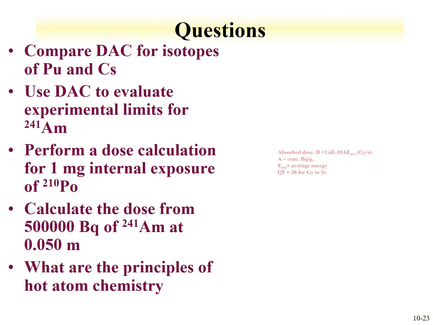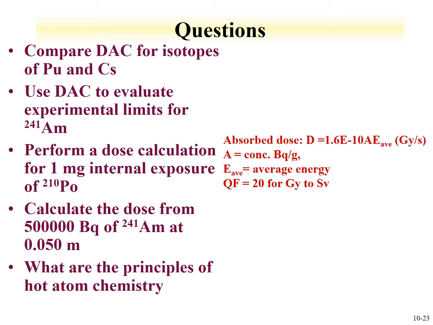One could also perform a dose calculation. If, for instance, there was a 1 milligram internal exposure of polonium-210, the absorbed dose is shown here from this equation. We have a constant where we have the concentration in becquerels per gram times some sort of average energy.